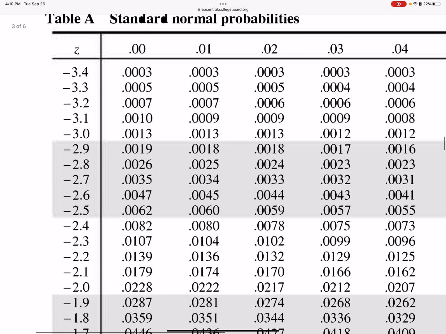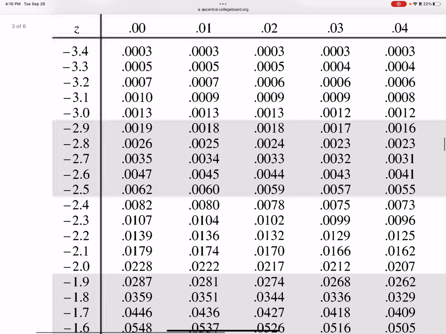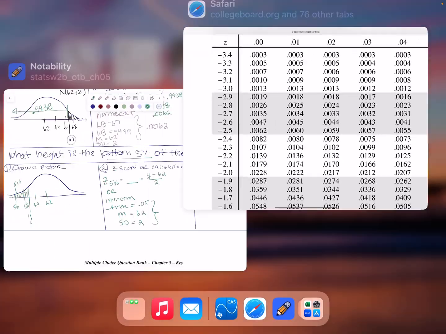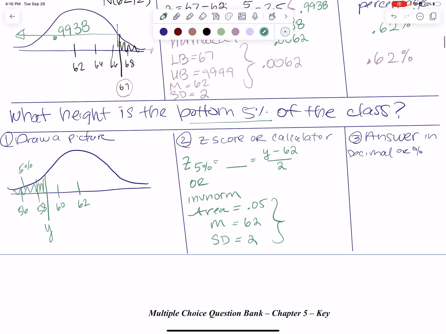So you can see I tried to bring it here where you can see it. So look at the bottom right, and that's the 5%. And you can see the z-score all the way to the left is negative 1.6, and then go all the way up from 5%, and you're going to get 4. So it's negative 1.64. So the z-score is negative 1.64. And at this point, you would multiply both sides by 2. And so it'd be negative 1.64 times 2. And then add 62. And that's going to be my answer.